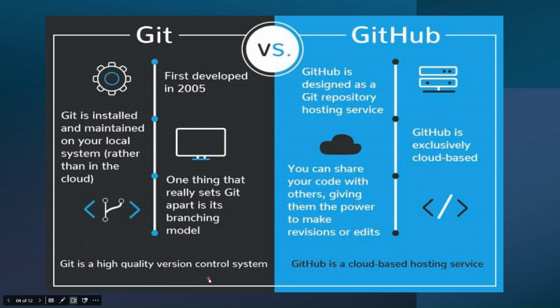If you will not be taking anything out of this tutorial at all, it is to understand the fact that Git is a version control system, and for you to understand what version control means. Now, coming back to GitHub, it's designed as a Git repository hosting service. Of course, it's online. It's exclusively cloud-based. You can see that. And you can share your code with others, giving them the power to make revisions or edits, right? So GitHub is a cloud-based hosting service.